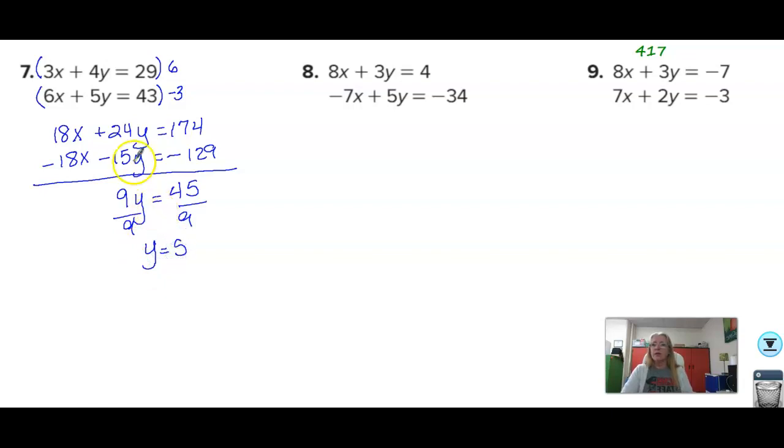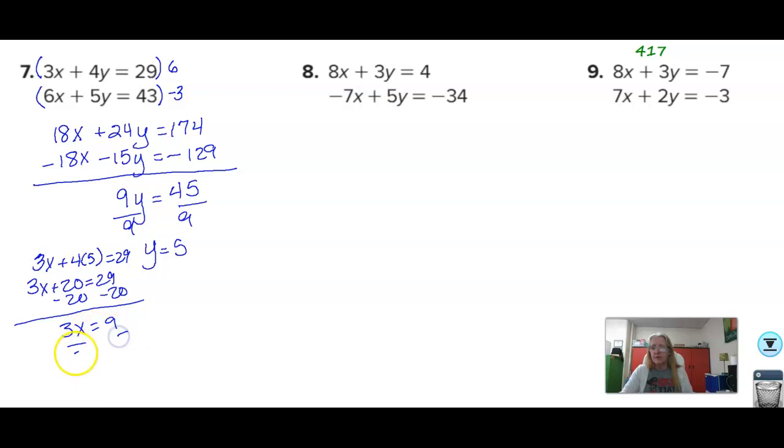Okay. Well, I want to substitute y is 5 in one of these here. Let's maybe use the top one. It's a little bit smaller. 3x plus 4 times 5 equals 29. 3x plus 20 equals 29. Subtracting 20 from both sides gives me 3x is 9. And if I divide both sides by 3, I get x is 3. So my solution is 3, 5.